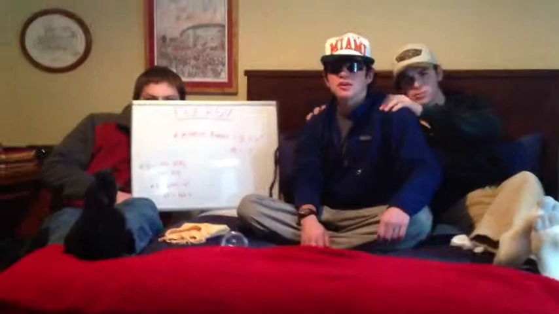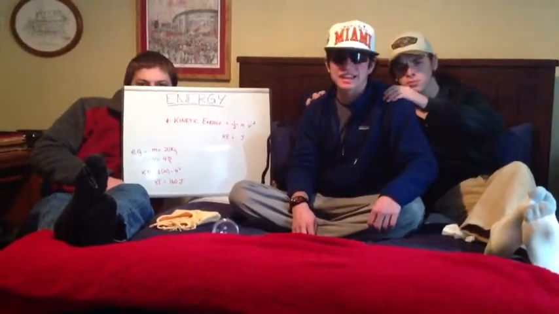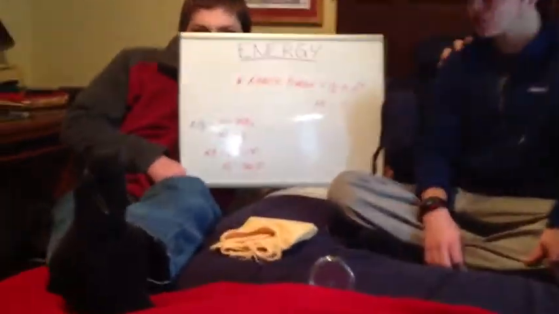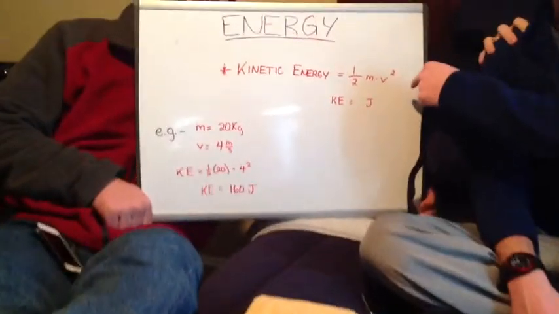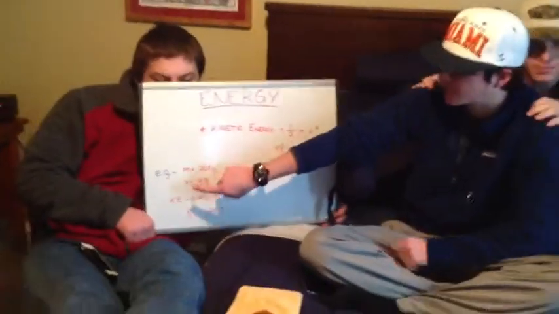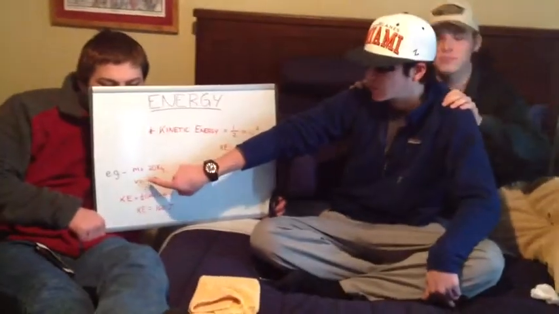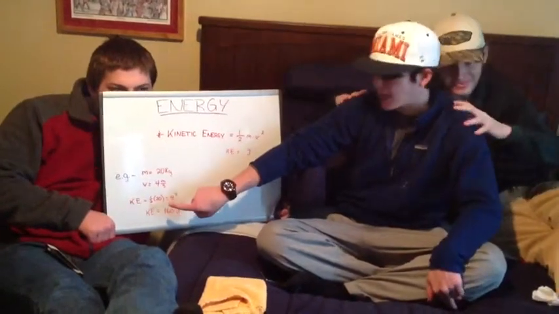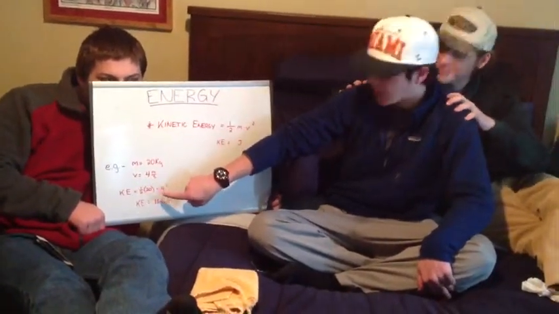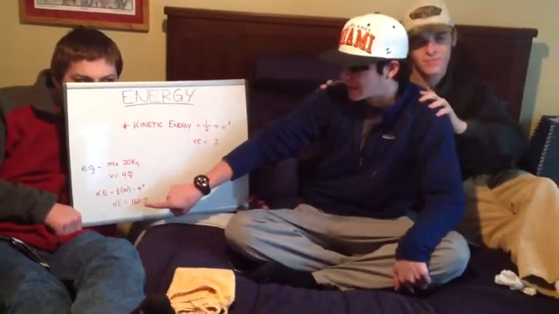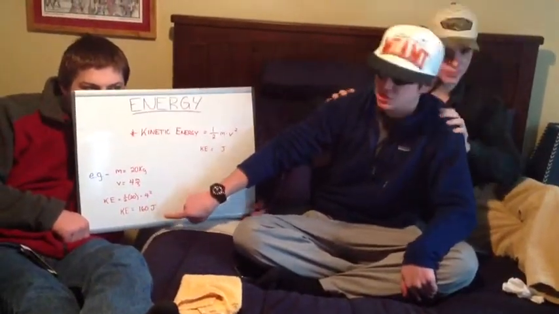Our next topic of energy is kinetic energy. Kinetic energy is the energy acting on an object that is in motion. The equation for kinetic energy is 1/2 mass times velocity squared, and it's measured in joules. As you can see right here for our example, if we have a mass of 20 kilograms and a velocity of 4 meters per second, you do 1/2 the 20 kilograms times the 4, which is velocity squared, and you get a kinetic energy of 160 joules.